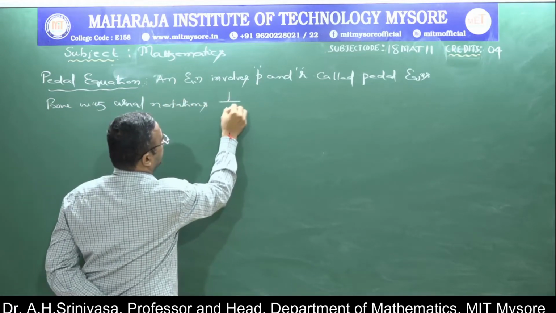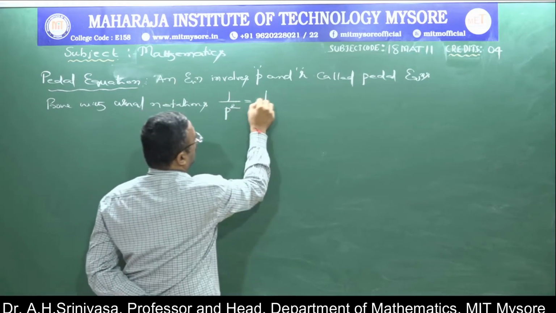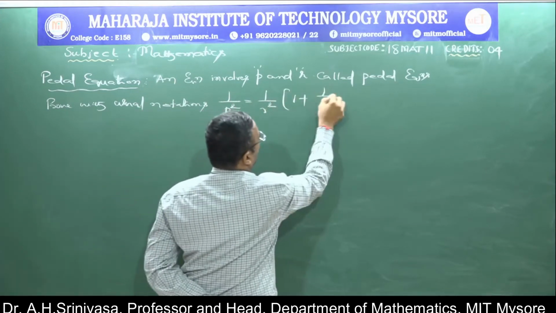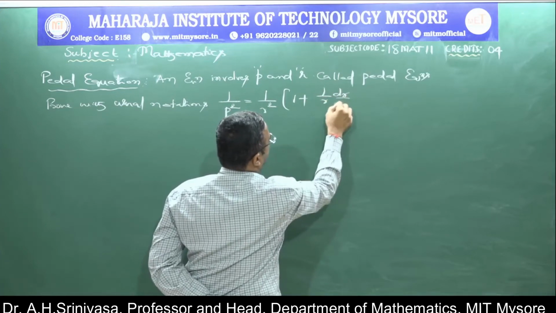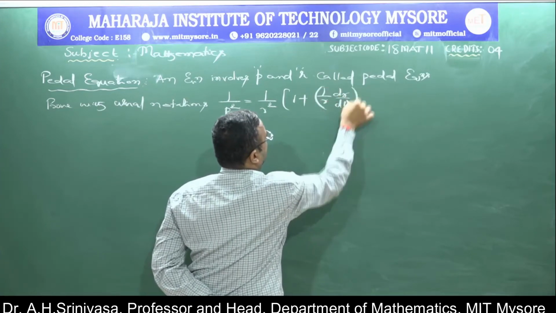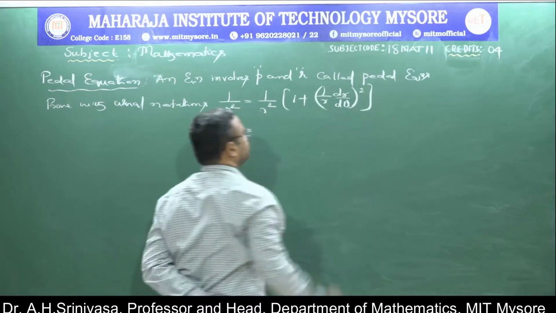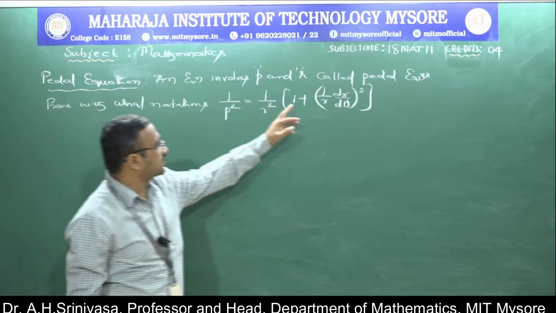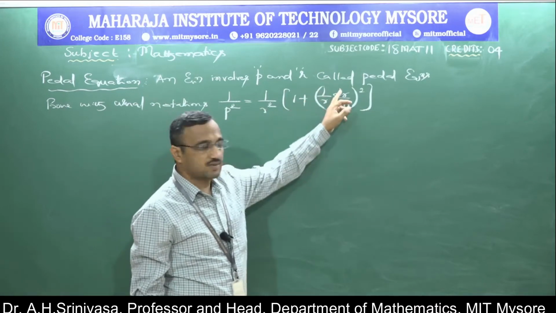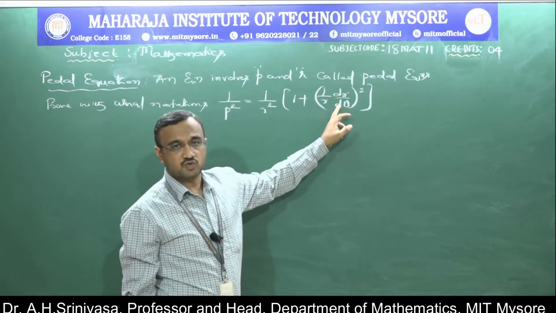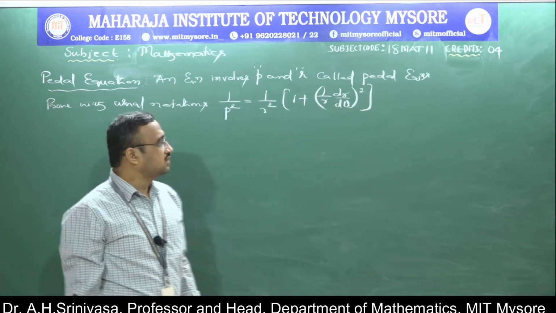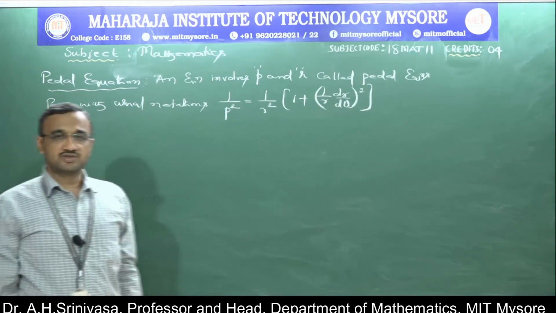1 by P square equals 1 by R square into 1 plus 1 by R dr by d theta whole square. Or sometimes they ask 1 by P square equals 1 by R square into 1 plus 1 by R square dr by d theta whole square. So many forms are there, and I am writing the general form here. So we are going to prove this one.